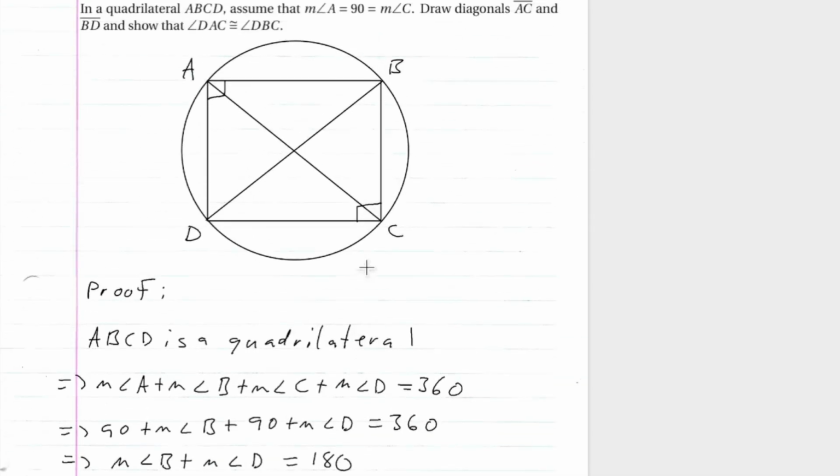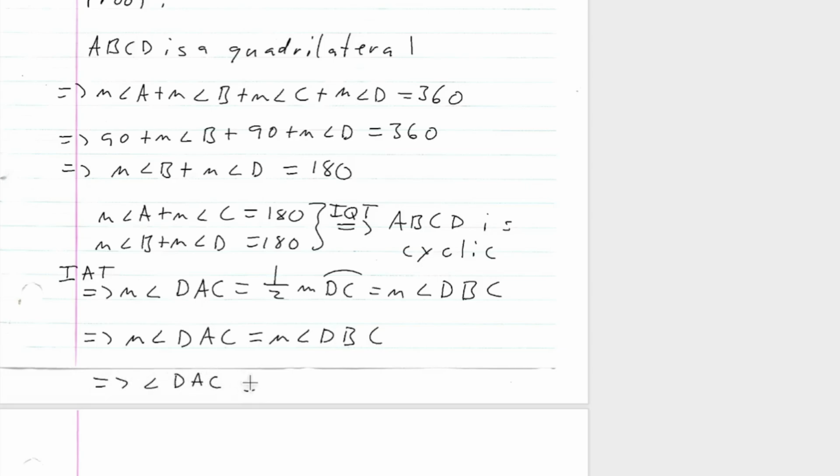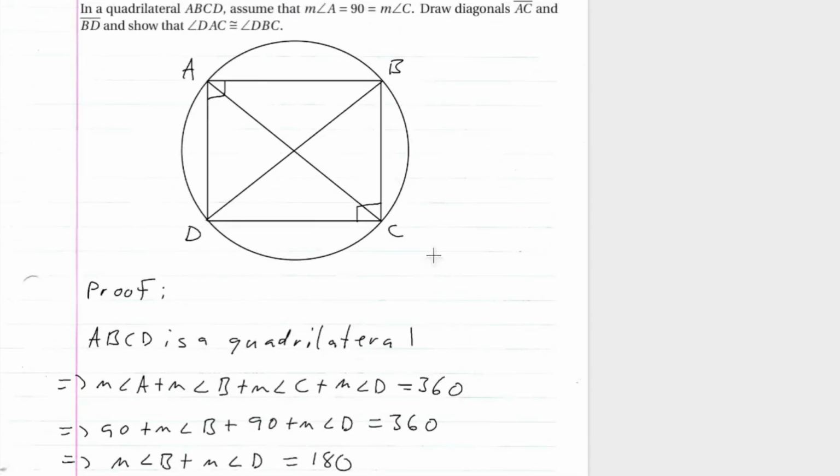And I know that DBC is equal to half the arc of DC, right? Which is equal to the measure of angle DBC. So this implies the measure of angle DAC is equal to the measure of angle DBC, which of course means that angle DAC is congruent to angle DBC. And that is our proof for this problem.